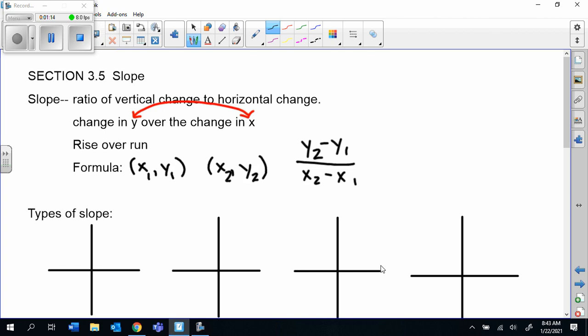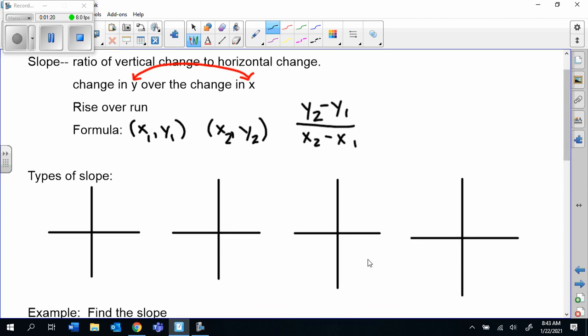And you can see why I didn't type that. Probably could have imported something from online. Note to self. But there is the slope formula.